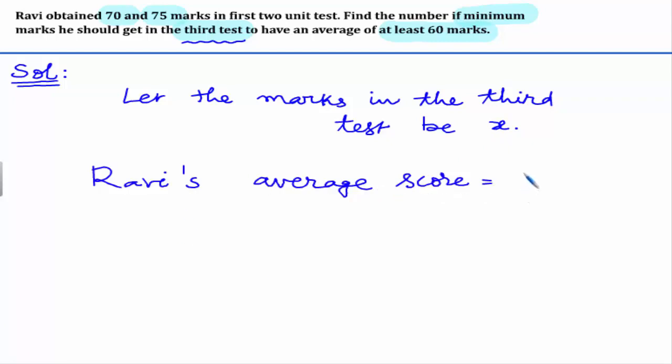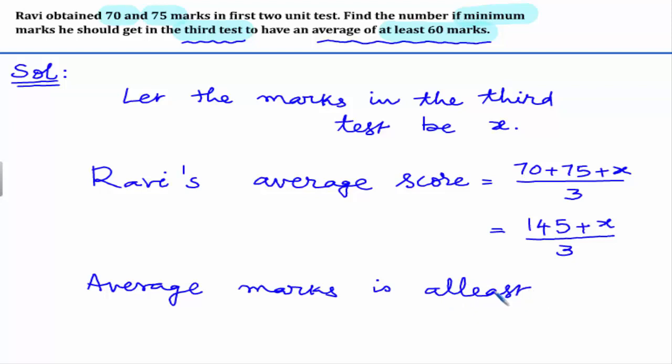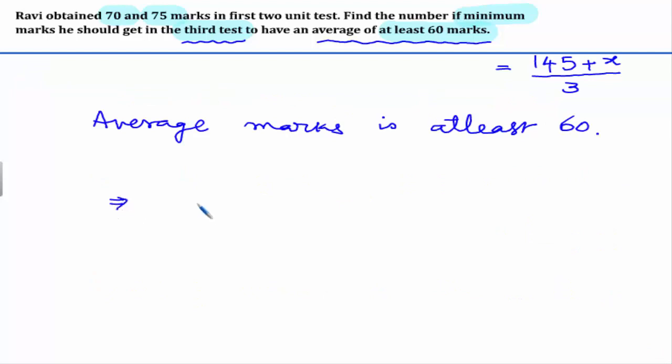So his average score is (70 + 75 + x)/3. These two are the marks in the first 2 tests, and the third test marks are x, divided by 3, which will be (145 + x)/3. But according to the question, the average should be at least 60 marks. So average marks is at least 60 marks. So that means this average, that is (145 + x)/3, should be greater than or equal to 60.